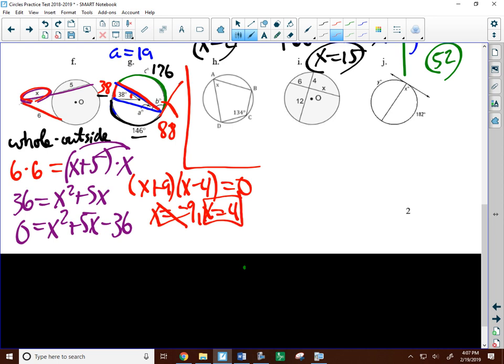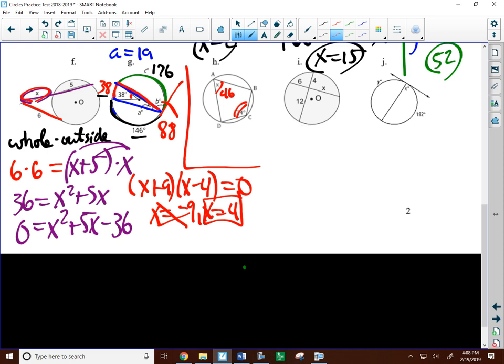Part H is a simple one, but you have to know it. The inscribed quadrilateral in a circle: the opposite angles are supplementary. Okay, these two, B and D, are supplementary. So we subtract from 180 and we get 46. That's pretty simple, but you've got to know how to do it.